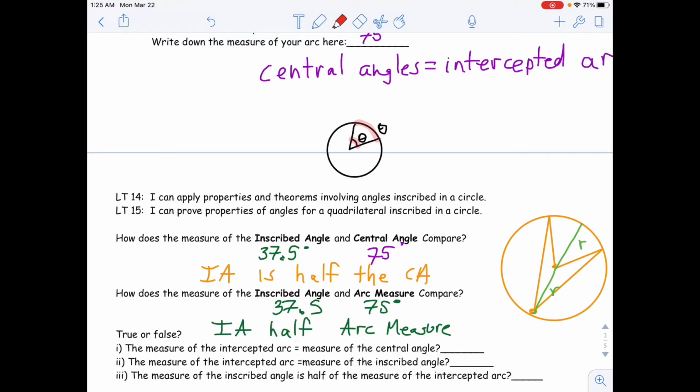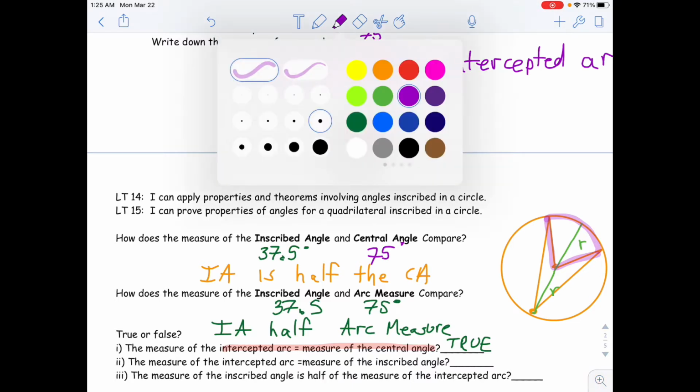Okay, so right now what we got here is some true and false. The measure of the intercepted arc equals the measure of the central angle. And that right there, fellas, is true, right? Looking at this picture right here, central angle, intercepted arc, they equal the same thing. This is something we've talked about in previous notes, all right?